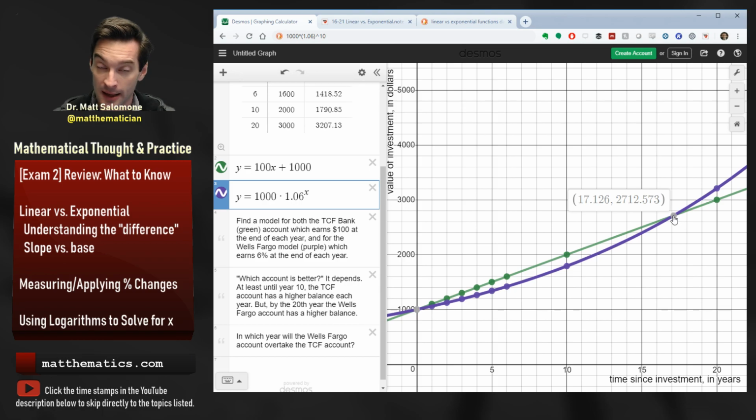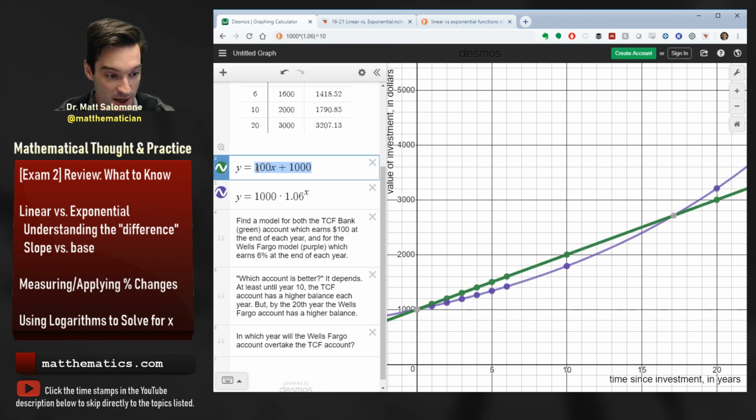We're going to have to rely on something numerical in order to do this with some degree of certainty, or something graphical like Desmos. Because what we would have to do in this example to algebraically find the intersection point is figure out where this expression for y, the value of my account, and this expression for y, the value of the other account, are equal. So I'd have to set these two expressions equal to one another and then solve for x. The problem is, one of these expressions has an x that's outside of an exponent, and the other one has an x which is inside the exponent.